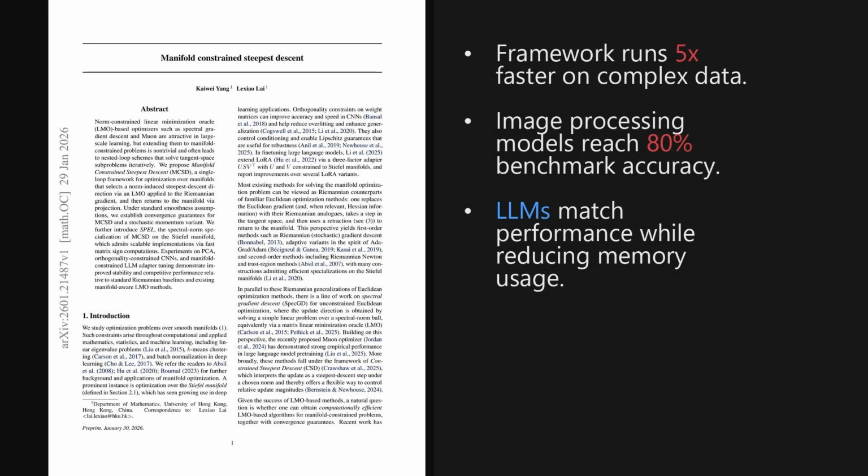Wrapping up, the big takeaway is that manifold-constrained steepest descent successfully brings the speed of standard optimizers to complex geometric spaces. By replacing costly inner loops with a direct projection step, specifically in the SPEL algorithm, it offers a scalable path for training stable, high-performance models on manifolds.